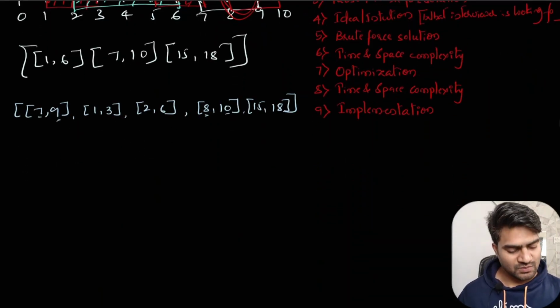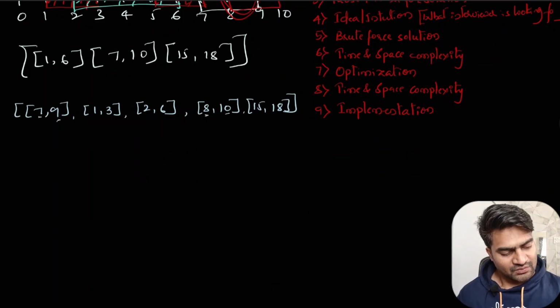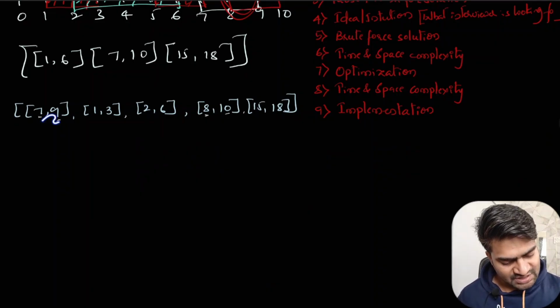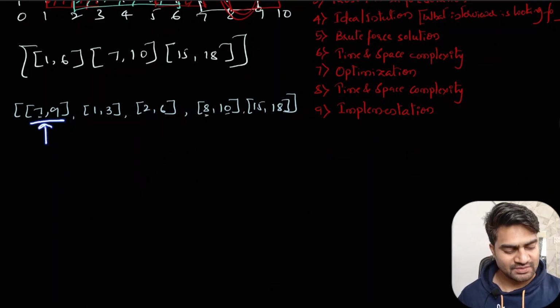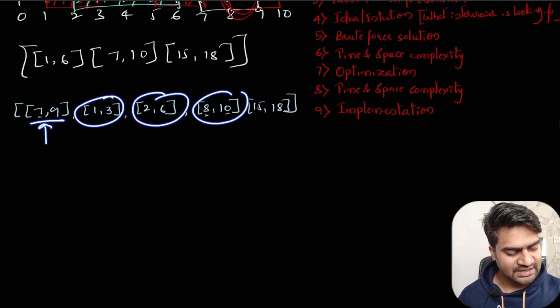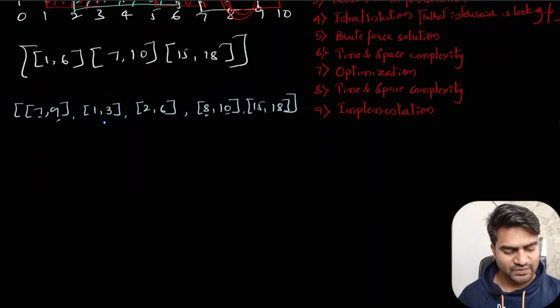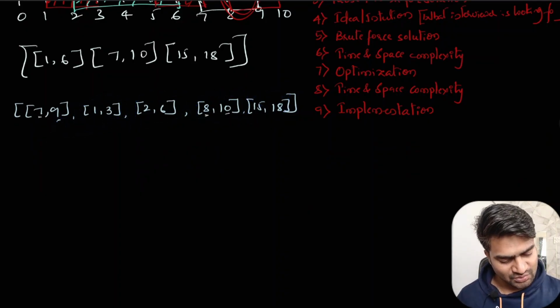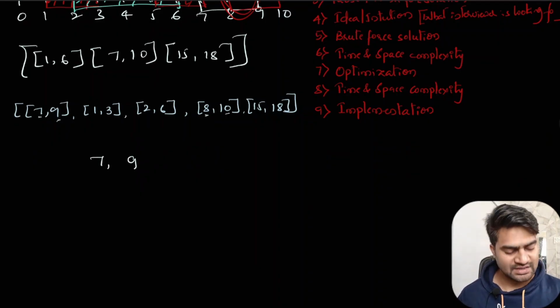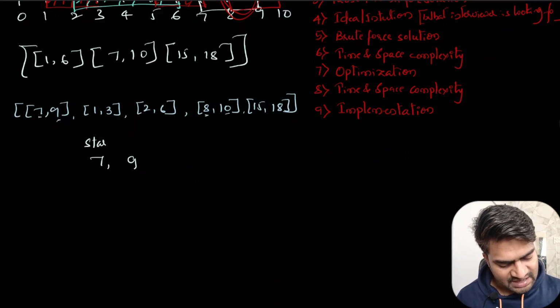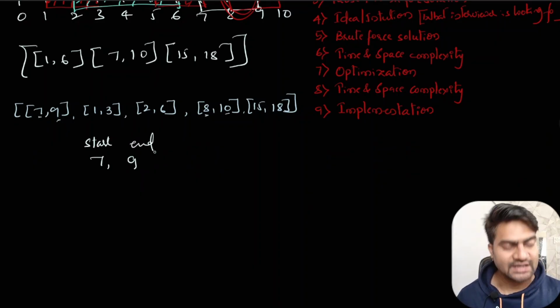So now what I will do, for the brute force, first we need to take this particular value, then we need to scan the remaining intervals. If anything is overlapping, then we can merge that with this particular interval. So let us try to do that. I will take my 7, 9. This is going to be my start and this is going to be my end interval.